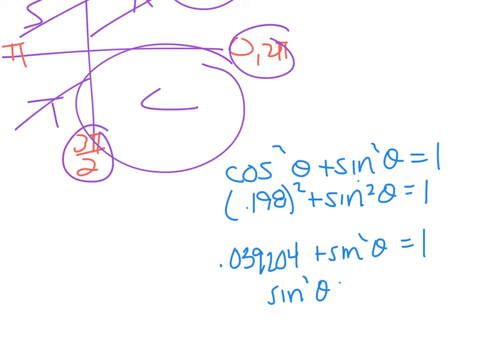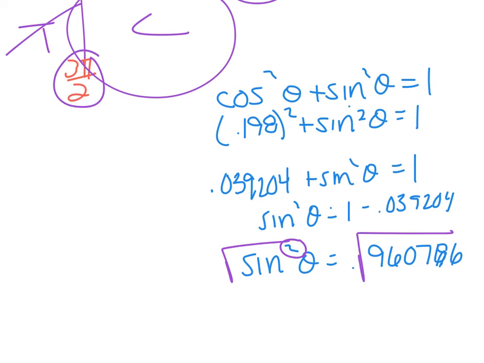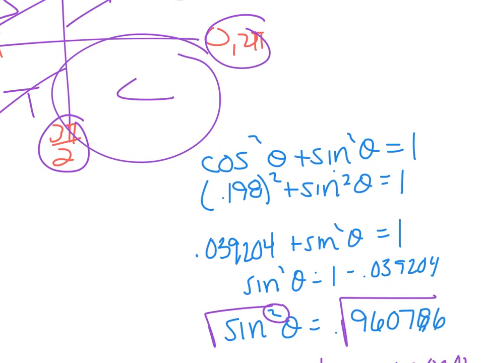I'm going to subtract that number over, so 1 minus 0.039204. Let's see, so sine squared equals 0.960796. Verify that on your calculator. And then again, to get rid of this square, I'm going to square root both sides. So I get sine theta equals plus or minus 0.98020202, repeating. So now if I scroll back here, it's set to the nearest thousandth.